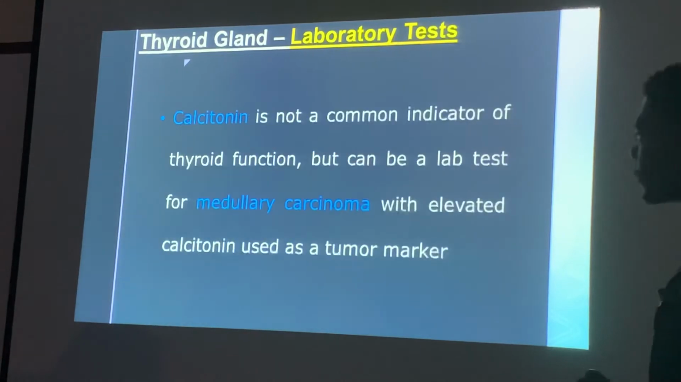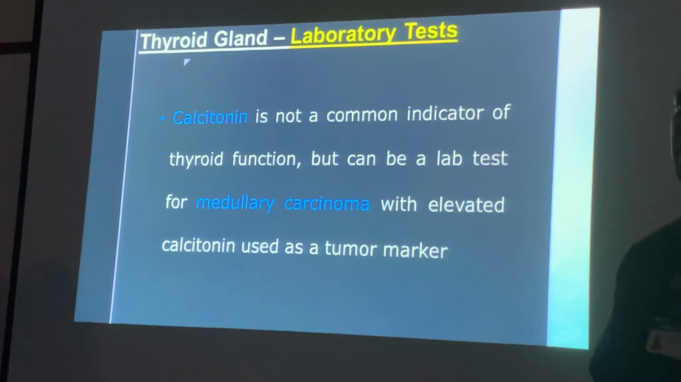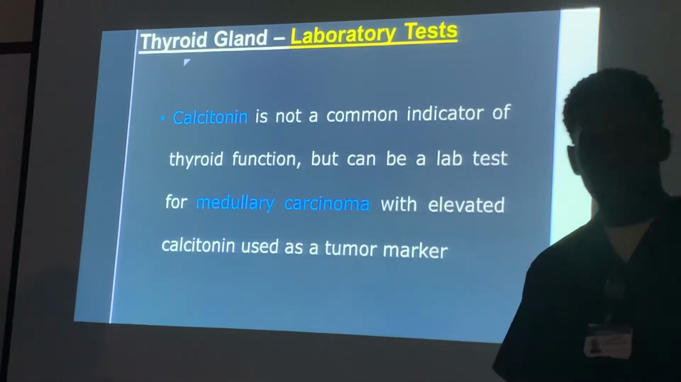Okay. So calcitonin is not a common indicator of thyroid function, because calcitonin is really just regulating the amount of calcium in the blood, right? If the bone is producing too much calcium, the body is going to secrete more calcitonin so it can get rid of all of that calcium in the blood.